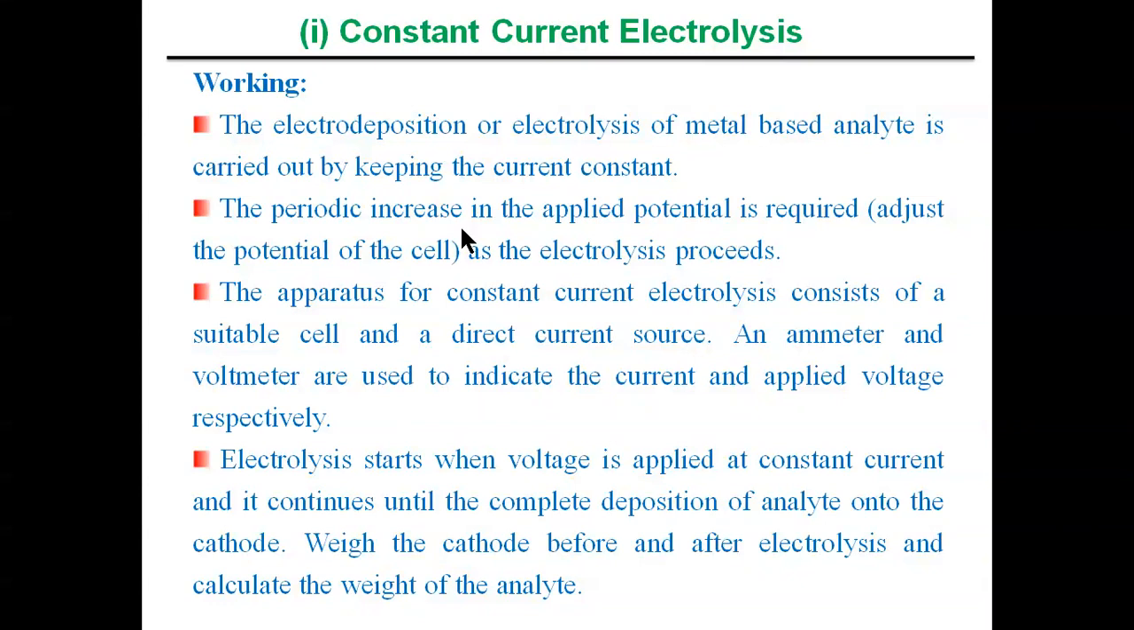So the apparatus for constant current electrolysis consists of a suitable cell and a direct current source. Around a 6 volt source is used. An ammeter and voltmeter are used to indicate the current and applied voltage respectively. Electrolysis starts when voltage is applied at constant current, and it continues until the complete deposition of analyte onto the cathode. Once we deposit all the analyte present in the solution on the surface of the electrode, we take out the platinum gauge and weigh it before and after electrolysis. The difference in the weight of the cathode is the weight of the analyte present in the solution.